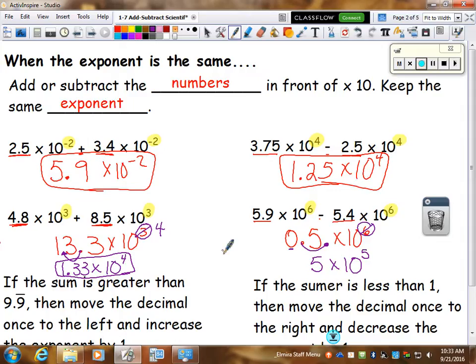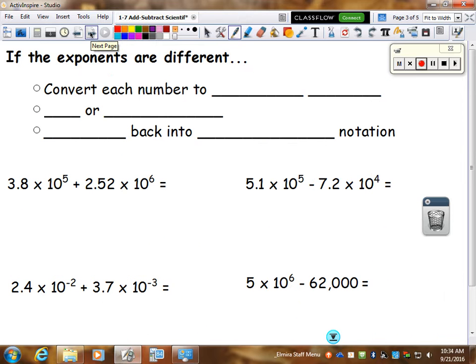You might be thinking to yourself, gosh, I'm never going to remember to do that. Okay. So this strategy, when the exponents are the same, you can use. But if you're afraid that these two problems are going to crop up and you're not going to get it right, let me give you another strategy. Plus, sometimes the exponents are different. And if the exponents are different, you really don't have a shortcut. You're just going to have to convert each number to standard notation or standard form.